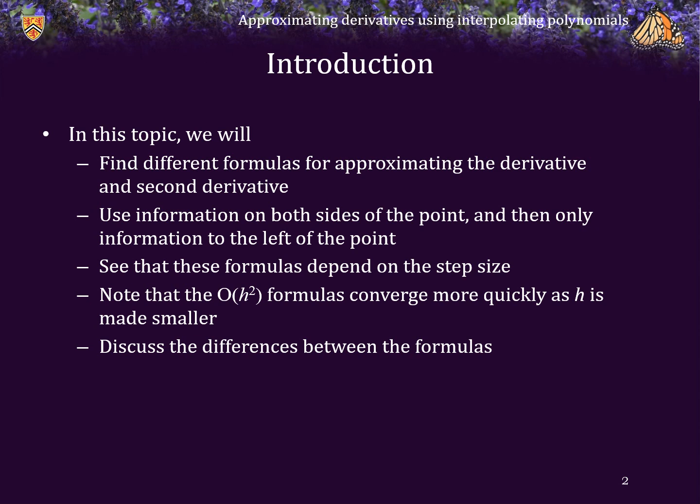We will note that the order h squared formulas converge more quickly as h is made smaller, as having h will actually reduce the error by a factor of 4. And we will discuss the differences between the formulas and look at examples of each of them.